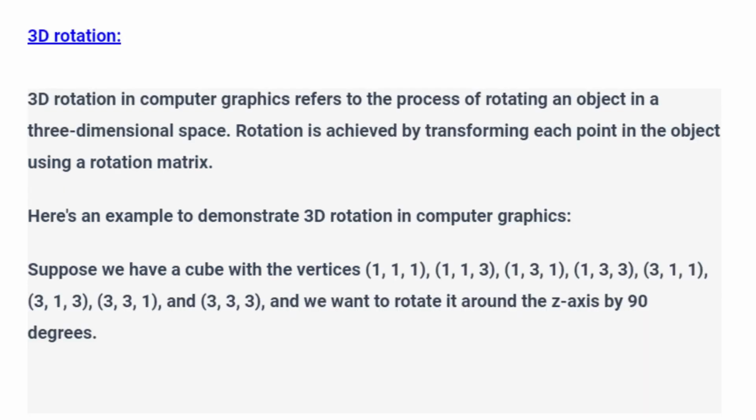3D rotation. 3D rotation in computer graphics refers to the process of rotating an object in a three-dimensional space. Rotation is achieved by transforming each point in the object using a rotation matrix. Here is an example to demonstrate 3D rotation in computer graphics. Suppose we have a cube with the vertices (1,1,1), (1,1,3), (1,3,1), (1,3,3), (3,1,1), (3,1,3), (3,3,1) and (3,3,3), and we want to rotate it around the z-axis by 90 degrees.